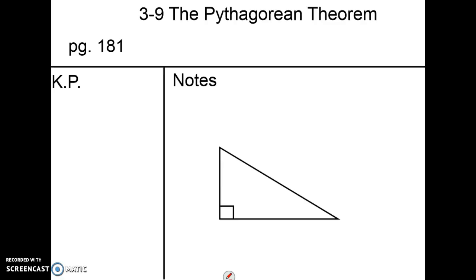Our topic is our last section of our Chapter 3, which is 3.9, the Pythagorean Theorem. And if these notes tend not to help in the way you hope they would, you can always reference the textbook on page 181, and hopefully that'll help out. Our first key point today, we're going to point out the parts of a right triangle.